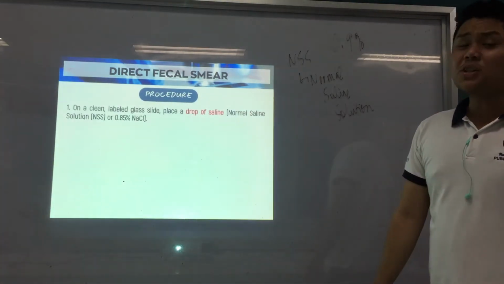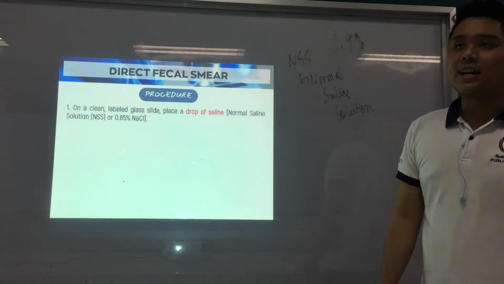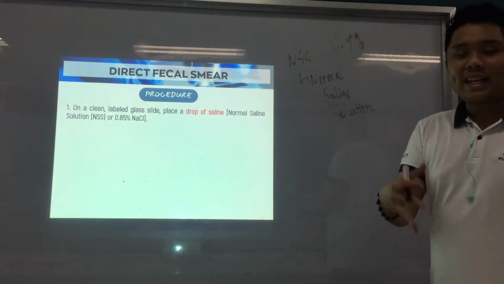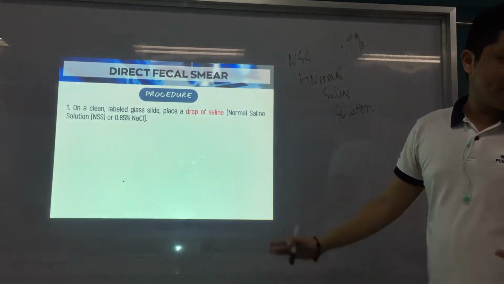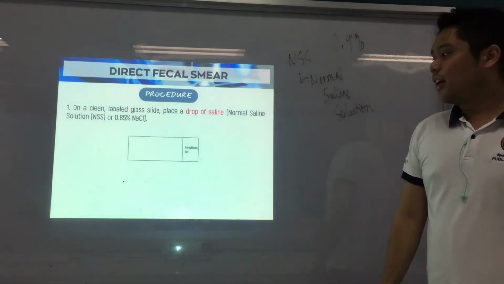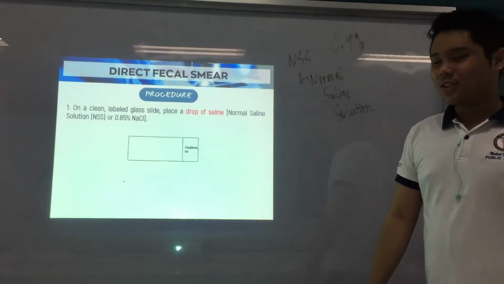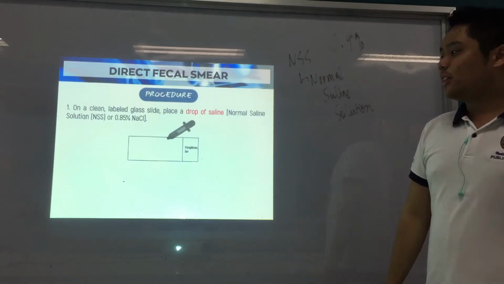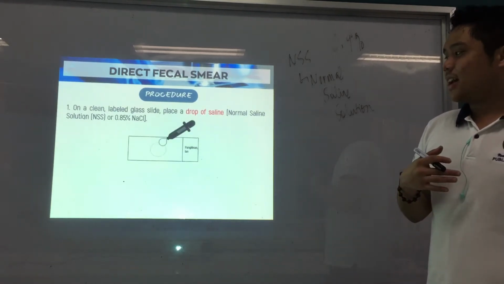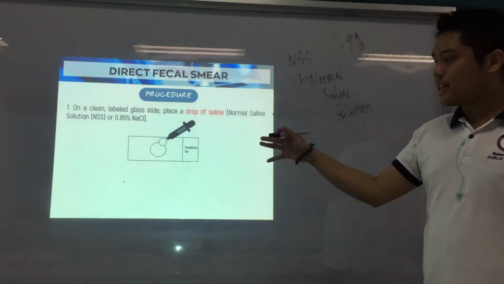First, of course, we need a clean glass slide, and then label it with the pertinent information. You place first a drop of saline, or a drop of NSS. So here's our slide with the name. Put a dropper, yes. One drop of your NSS. So that's now your NSS.